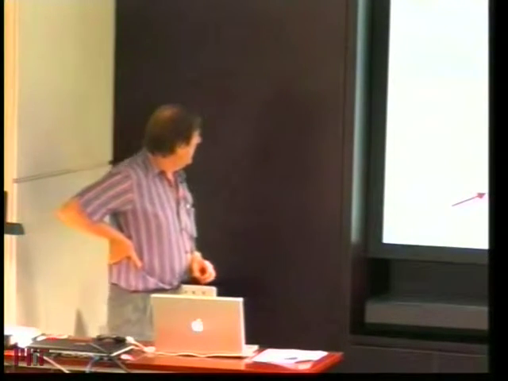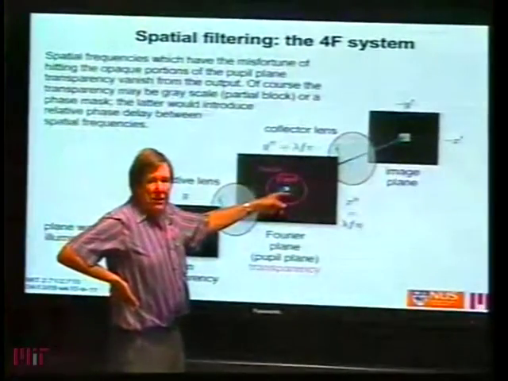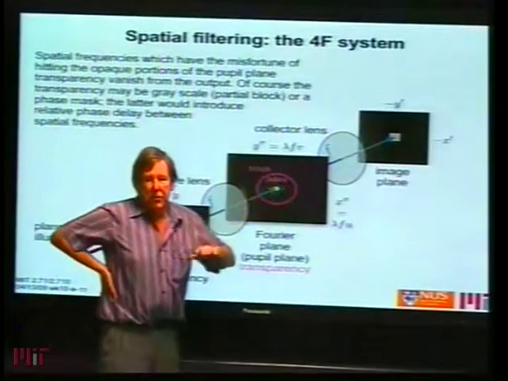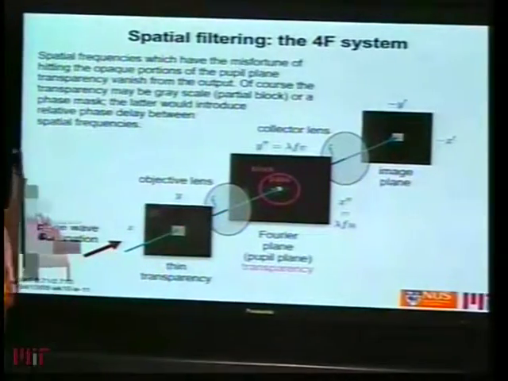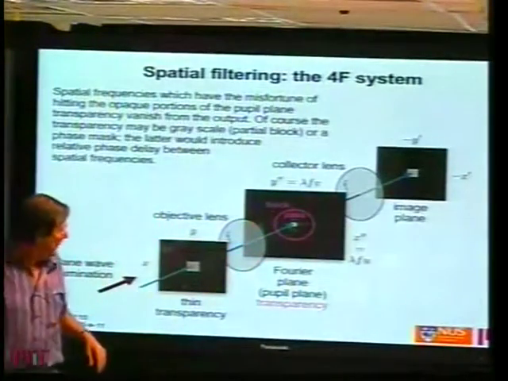Of course, it says the transparency may be a grayscale. It doesn't have to be a binary thing, black and white, or it could even be a phase mask. It could be that this is changing the phase by, let's say, pi by 2 relative to this, or pi relative to this, or whatever. And you'll get different answers according to what you choose for the geometry of this, what we call a spatial filter.